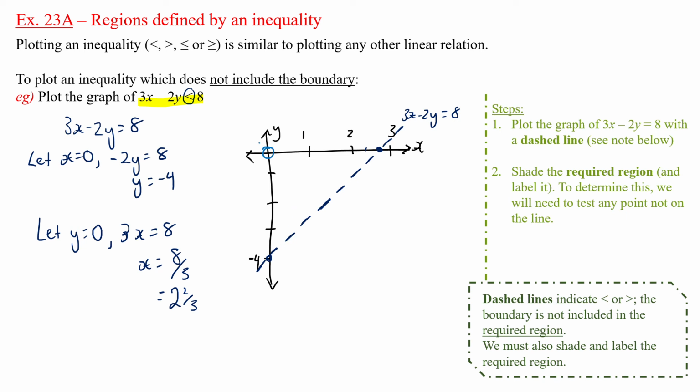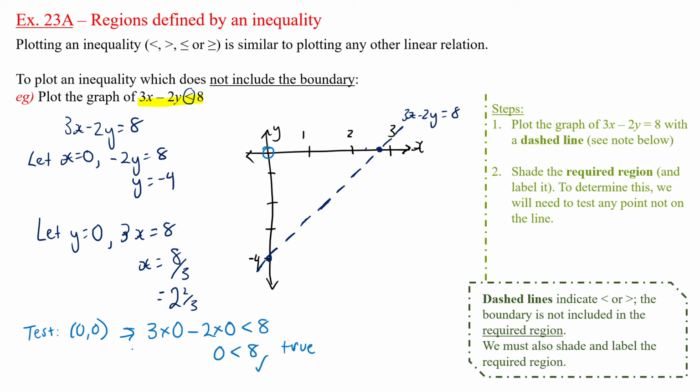If however your line passes through the origin, you would need to pick another point, in which case go with 1, 0 or 0, 1. Anyway, we're going to test the point 0, 0. So I write test, and I'm going to write the coordinate as well. If x equals 0 and y equals 0, then I get 3 times 0 minus 2 times 0. 3 times 0 is 0, take away 2 times 0, which is still 0. Is 0 less than 8? Well, that statement is true. 0 is in fact less than 8.